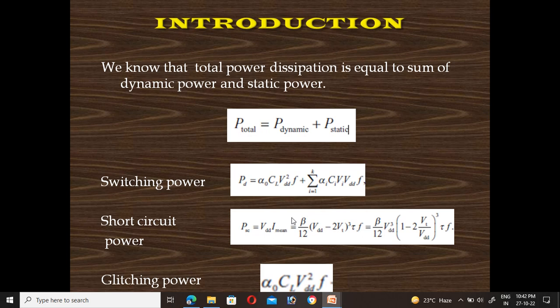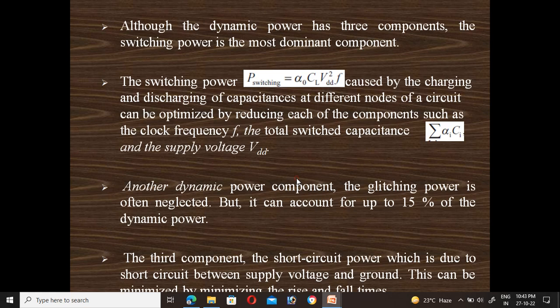So what is the key point? If you observe these three equations keenly, if you reduce the supply voltage, the power dissipation also decreases. Based on that point, we move into the third unit, supply voltage scaling. That is the main agenda of this unit. So we will move on to the next point.